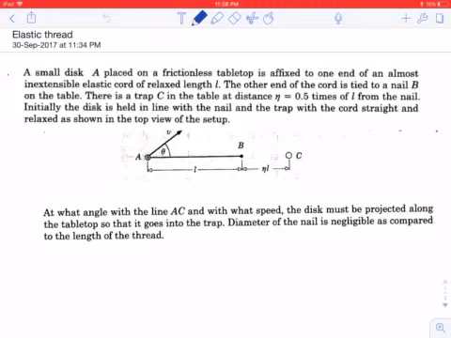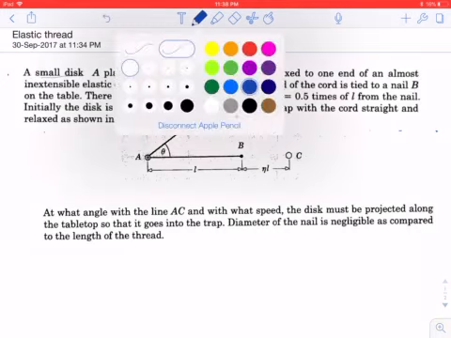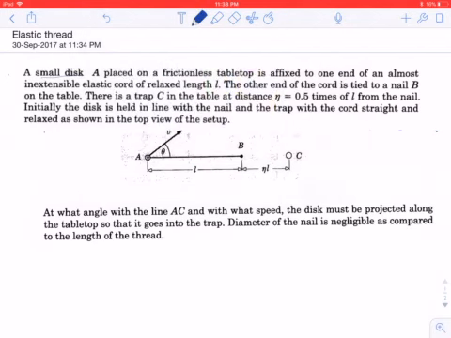So today we have another very interesting question. Small disk A is placed on a frictionless tabletop and it is affixed to one end of an almost inextensible elastic cord of relaxed length L. The other end of the cord is tied to a nail B on the table.